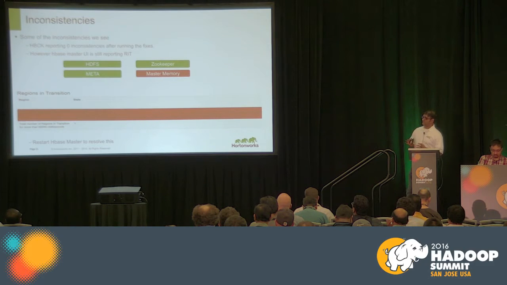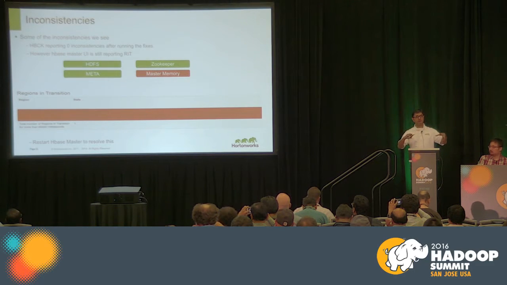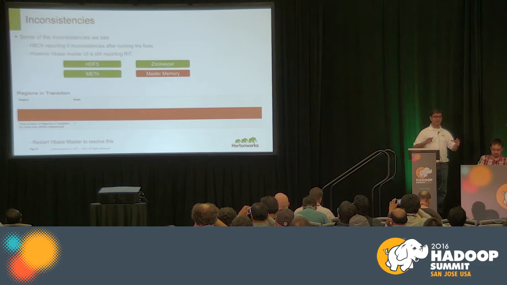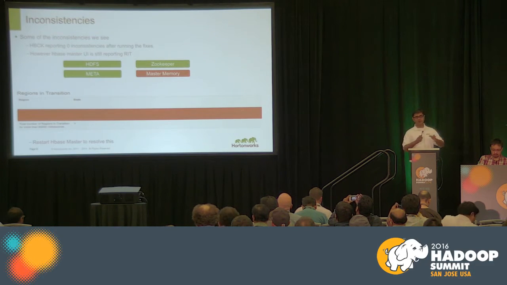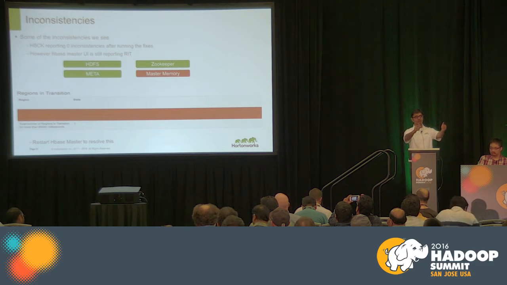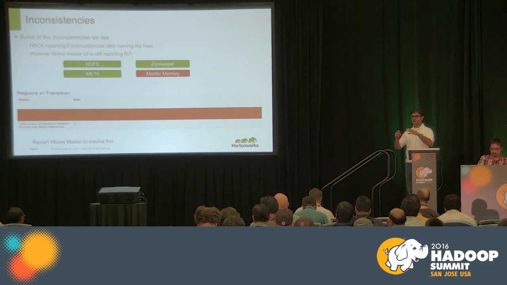We have also seen occurrences where you run HBCK, there are prior inconsistencies, you run HBCK with the right fix option, it takes care of everything, and you're left with 0 inconsistencies. At that point HBCK is not reporting any inconsistency, but you still go to the master UI and it shows that regions are in transition.